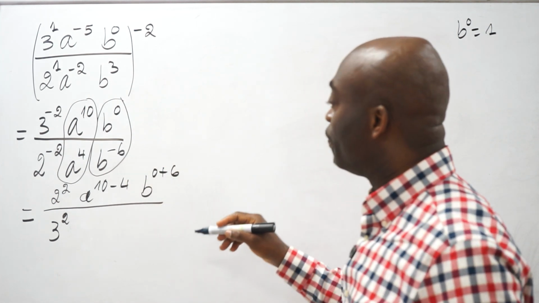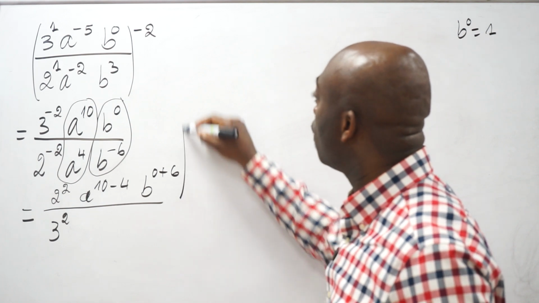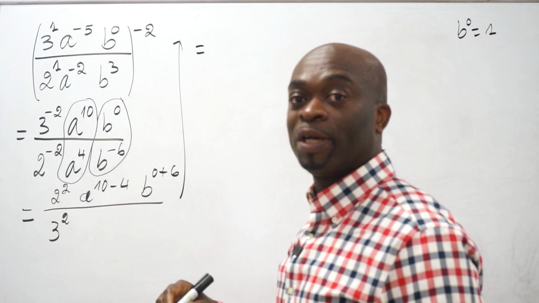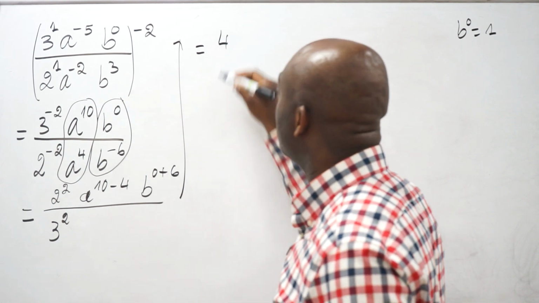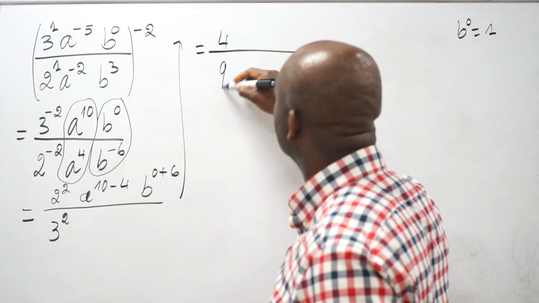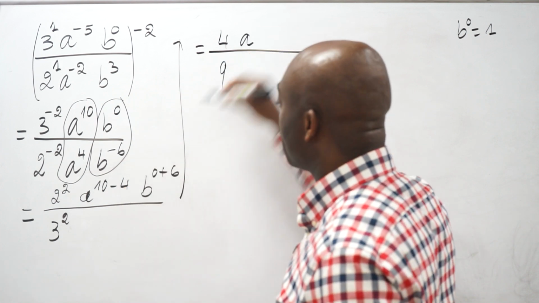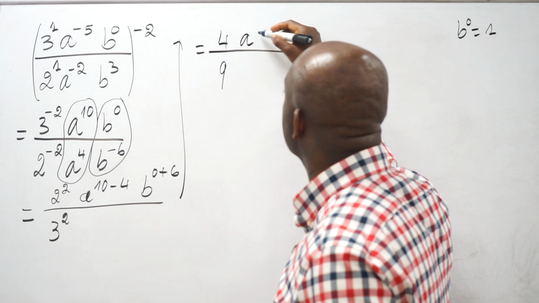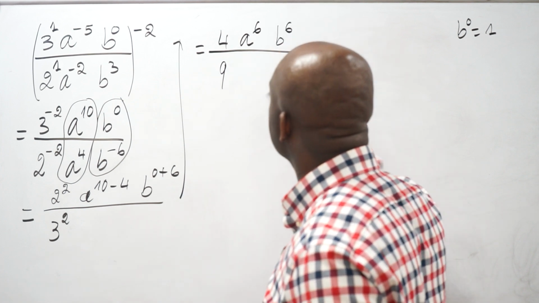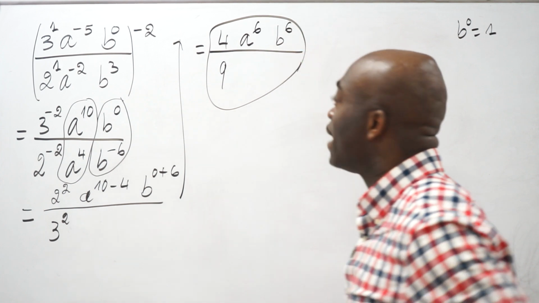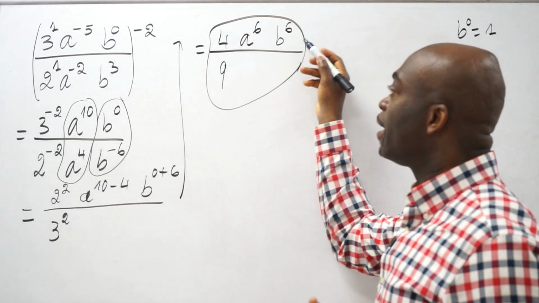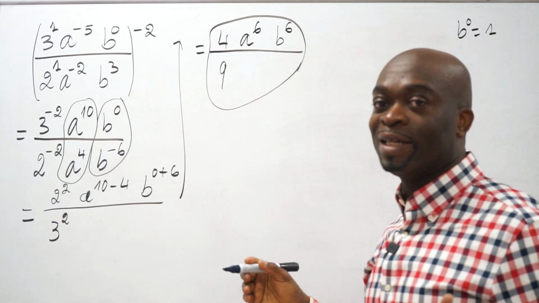We good? And then once we take this now up here, what do we have? 2 to the second power is 4, it's 2 by 2, over 3 to the second power, which is 9. And then we have a power 10 minus 6 minus 4, which is positive 6, and then b power 0 plus 6, which is 6. And then, ladies and gentlemen, we are finished because there's nothing else that we can simplify. At this point, you have a^6 b^6 times 4 over 9, and there's nothing else to do.